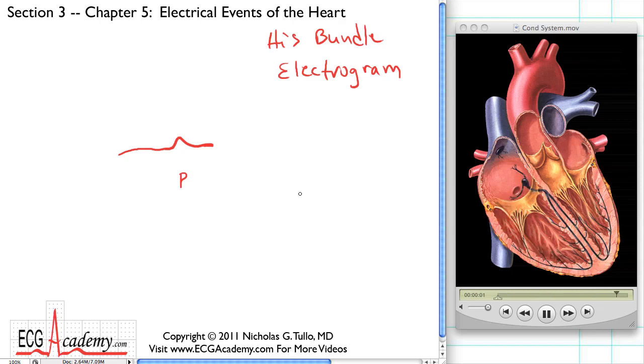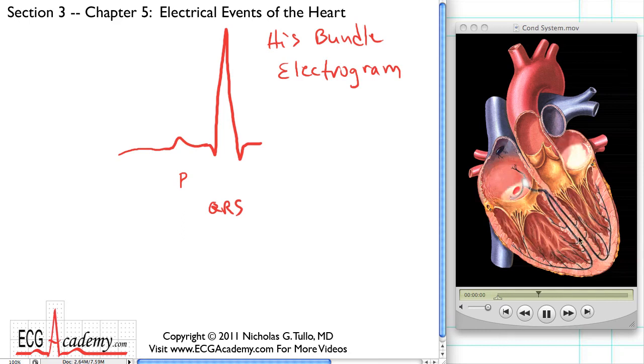Now, when the ventricles fire, there's a very characteristic appearance to it. It looks like that. And most people would recognize that as the signal that the heart gives off when it beats. We refer to this as the QRS complex. And I'm going to get into more detail about how we name the QRS complex.